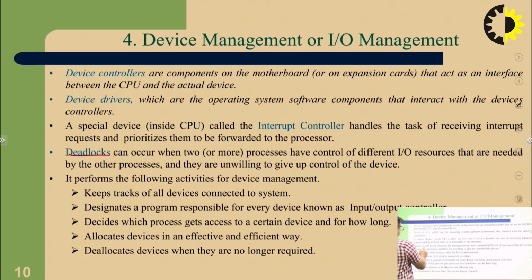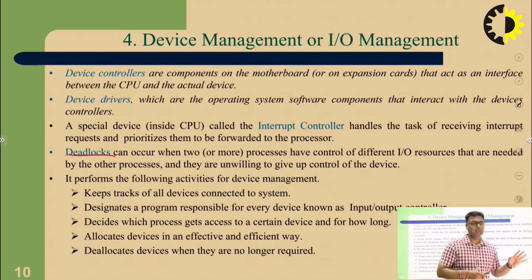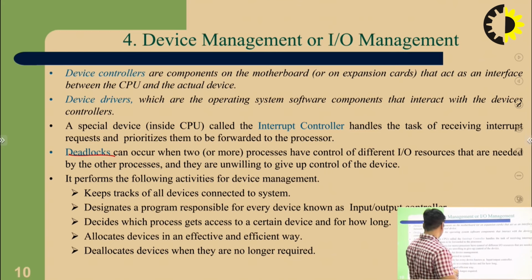Here, one more point is mentioned: deadlock. All of you know what deadlock is. Basically, if one process holds a resource and another process requests that resource, but the resource is not released by the first process, a deadlock condition is created. It can occur when two processes have control of different IO services needed by the other process, and they are unwilling to give up control of the devices. That's the main form.